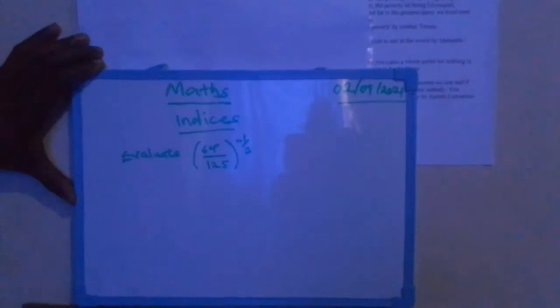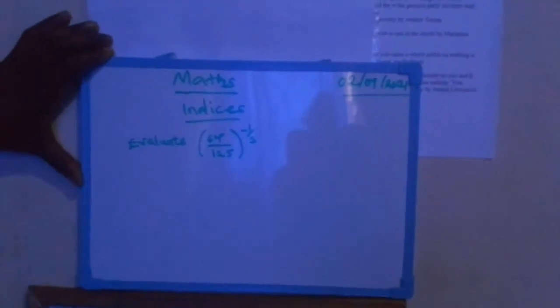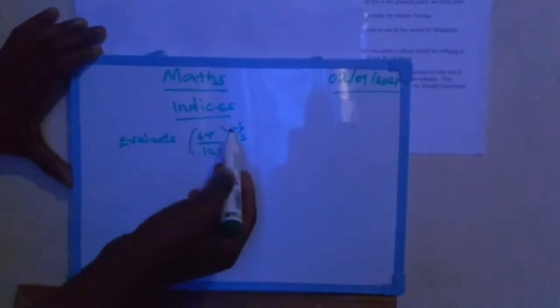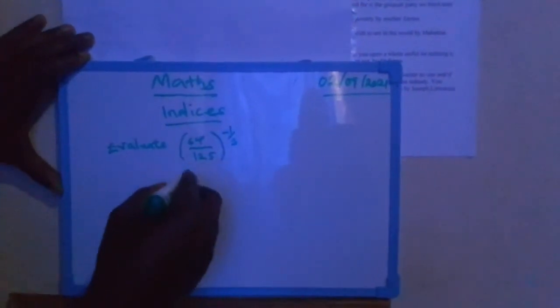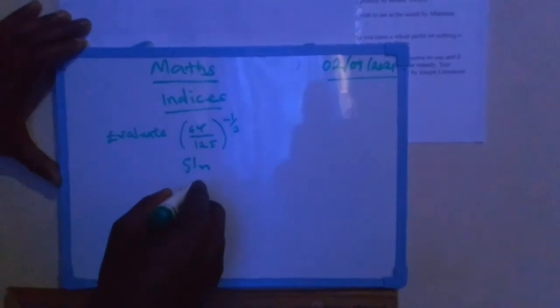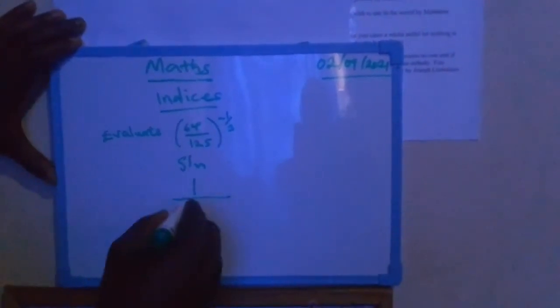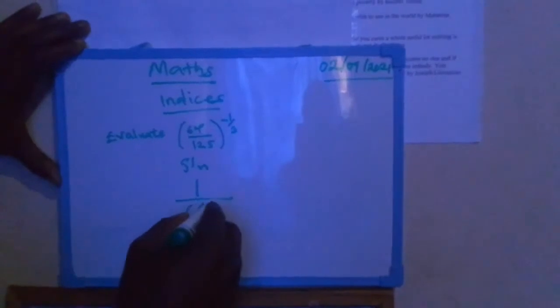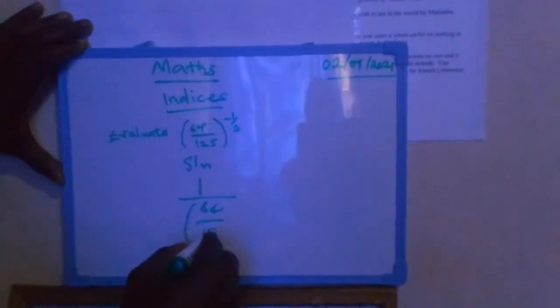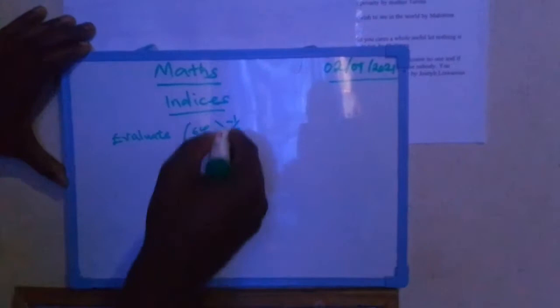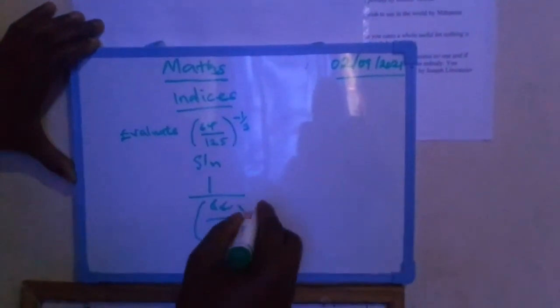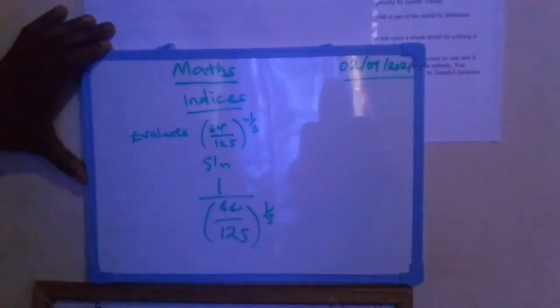When you encounter this question, it is very simple. The first step is to get rid of the negative sign. And how do you get rid of the negative sign? You write 1 over (64 over 125), and now the power will be in positive form, 1 over 3.